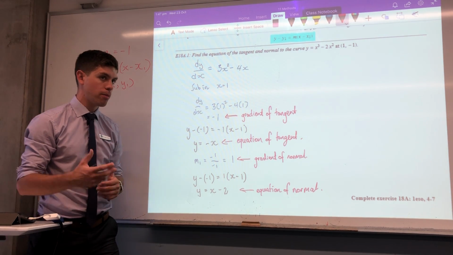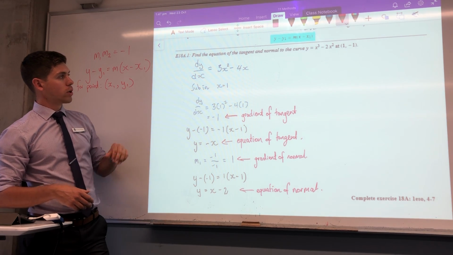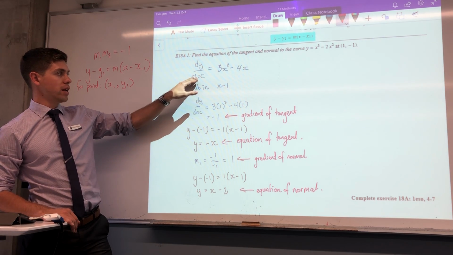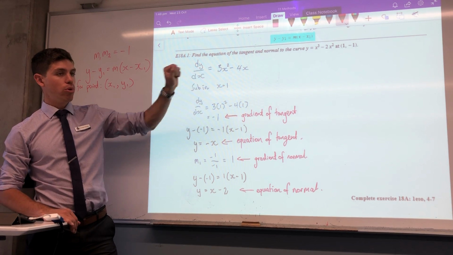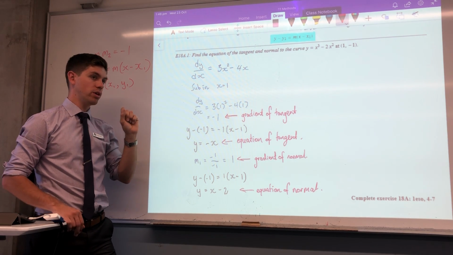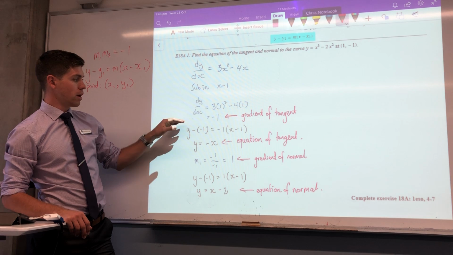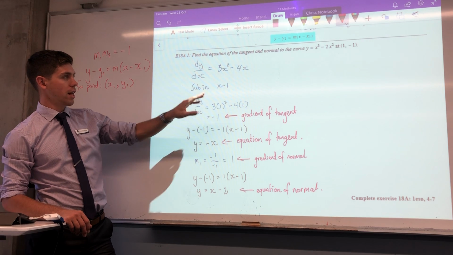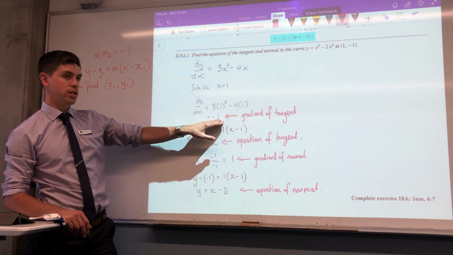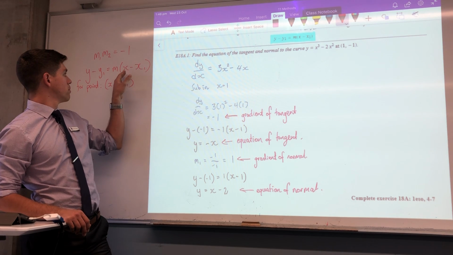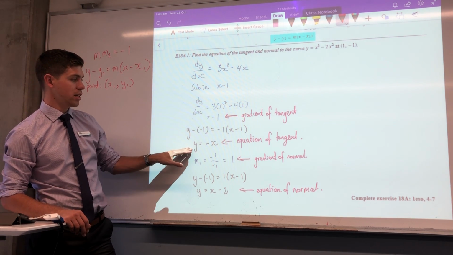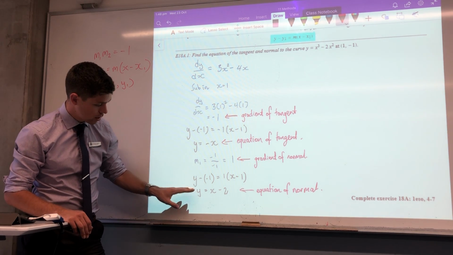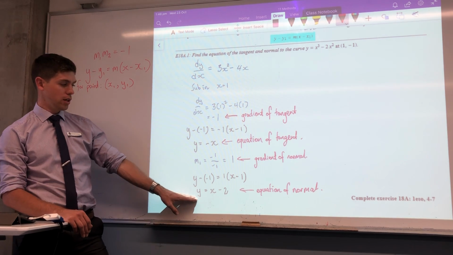So let's summarize what this technique is. We're given a curve, and we're using differentiation to find the gradient function. We then use the x-coordinate of a point to evaluate the gradient of the tangent line at that point. We then use the gradient of the tangent line, substituting it into this formula with the point, and we can obtain the equation of the tangent line. And then going just a little bit further, we can determine the equation of the normal line.